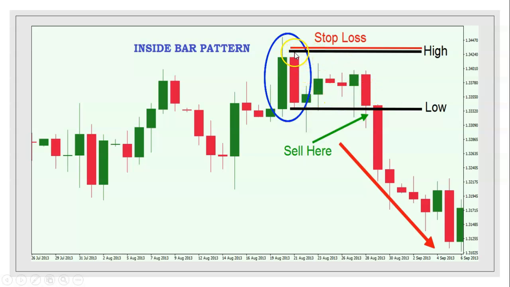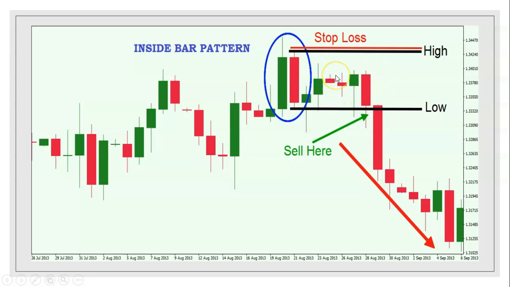Here above we have the high of this mother bar, and here is the low of the mother bar. Now all of these other candles, as you can see, are within the range of this one. This is what we have here: bars within the mother bar. So what do you do next?